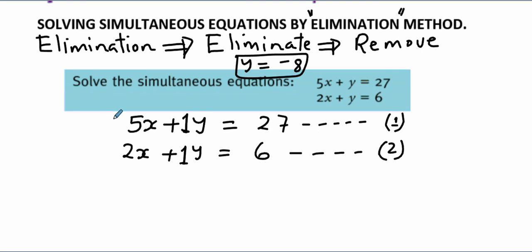Remember what I said? The numbers are already the same. How about the signs? The signs also are the same. When the signs are the same, we subtract. Now, what is 1y minus 1y? The number minus itself equals 0. So in other words, you cancel that.